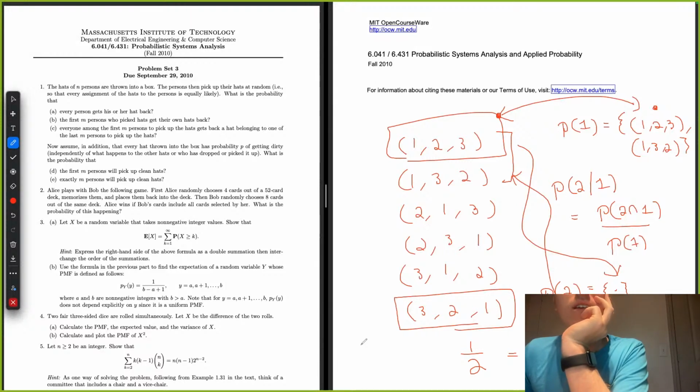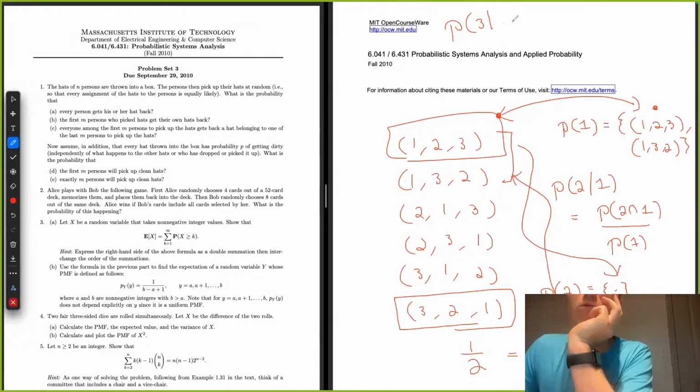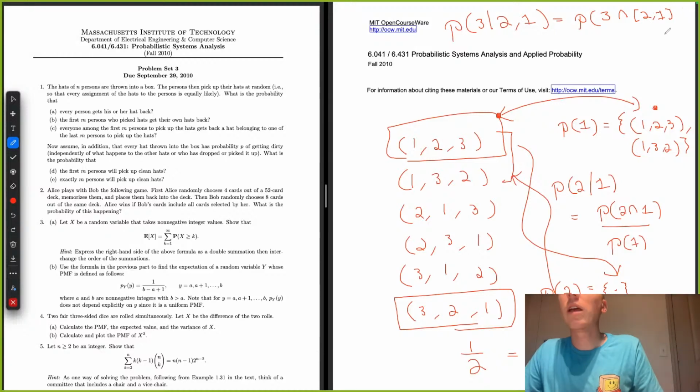And then we say the probability of 3 given 2 and 1 is equal to the probability of 3 intersected with 2 and 1, like this.